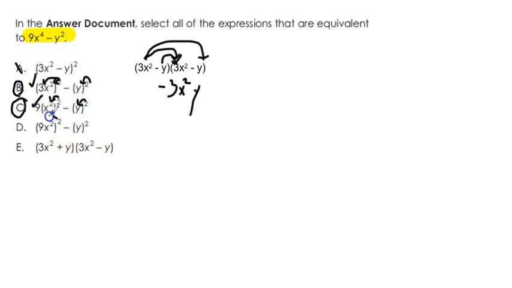9x squared squared minus y squared. Well, again, this 2 goes into everything. So 9 to the second power is 9 times 9, which is 81. You can stop there. It's not 81.